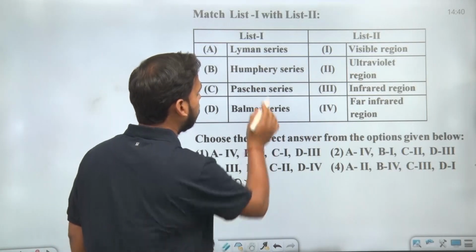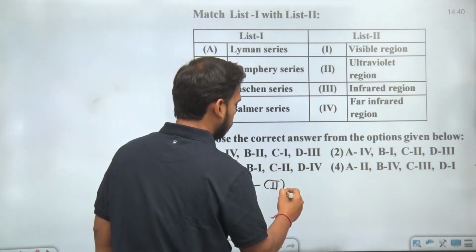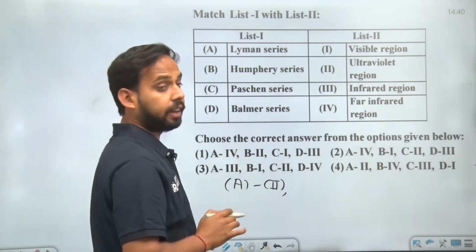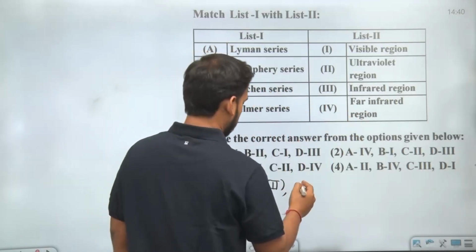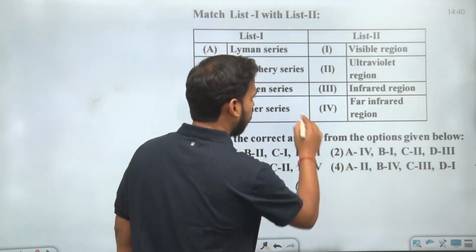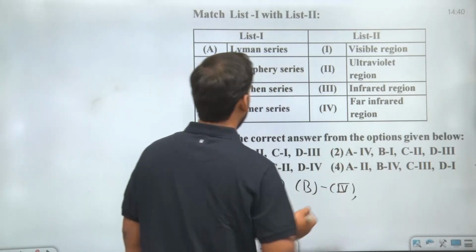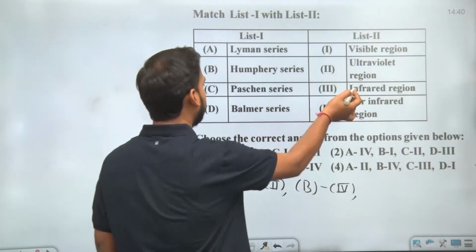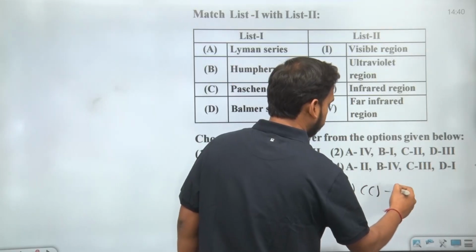So A will match with 2. And the Humphrey series lies in the far infrared region, so B will match with the 4th. And the next series, the Paschen series, lies in the infrared region, so C will match with the 3rd.